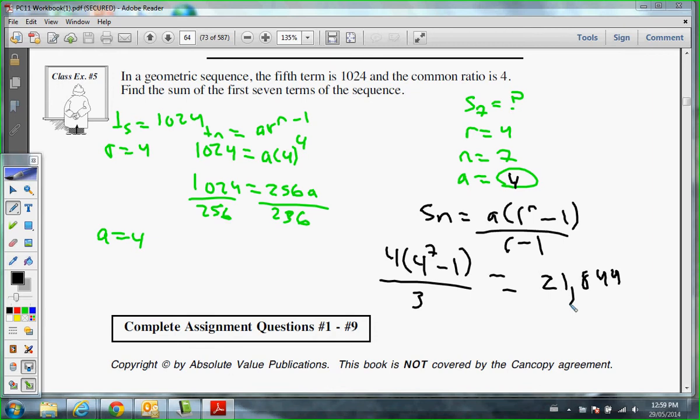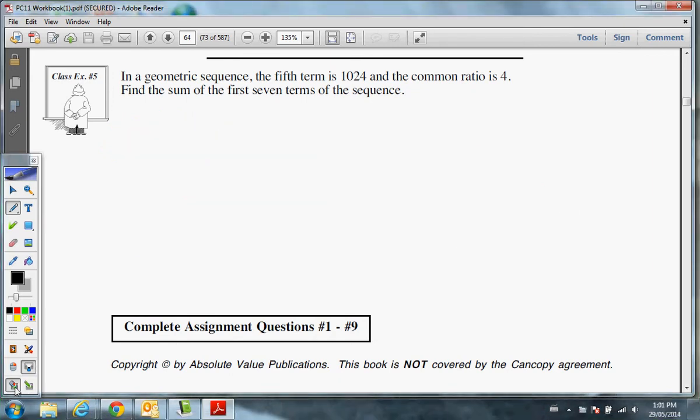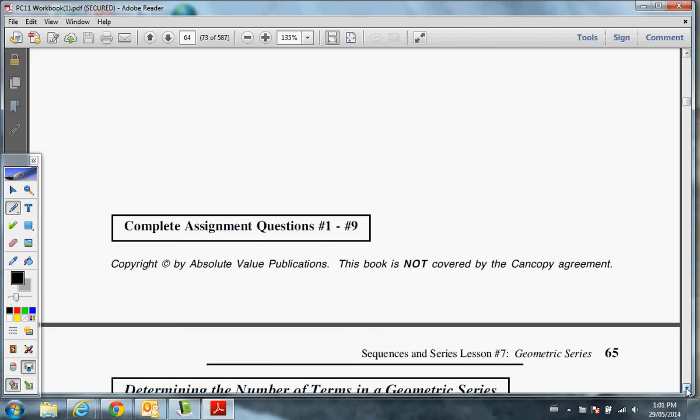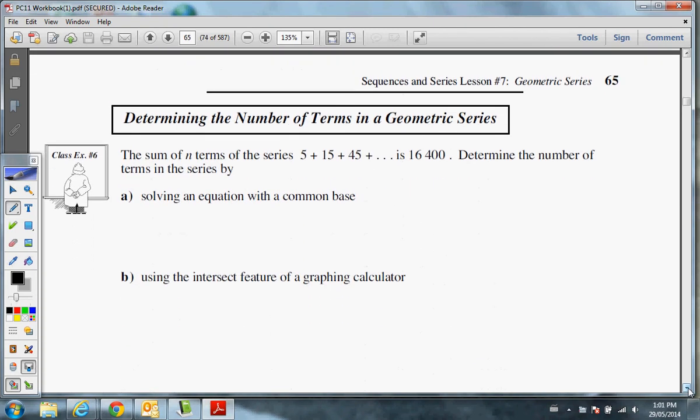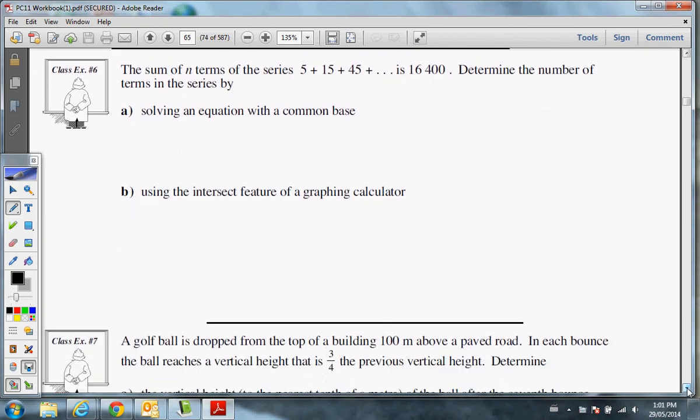Pretty good picture. Okay. We'll keep going. Don't do it, Nick.